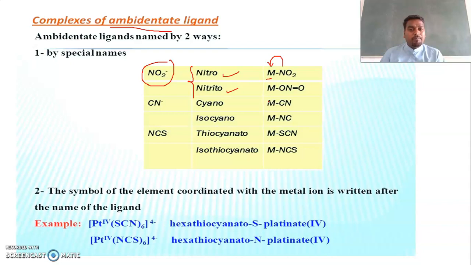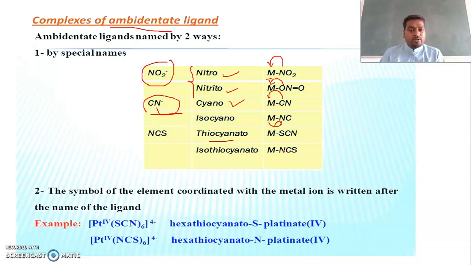Here M is the central metal atom. But here oxygen donates electrons. Oxygen acts as the donor atom, that's why nitrito. And take cyanide. It is also an ambidentate ligand. It is a monodentate ligand, but at a time only one atom donates electrons to the central metal atom. If carbon donates electrons to the metal atom, the name is cyano. If nitrogen donates electrons, the name is isocyano. If sulfur donates electrons, thiocyanato.